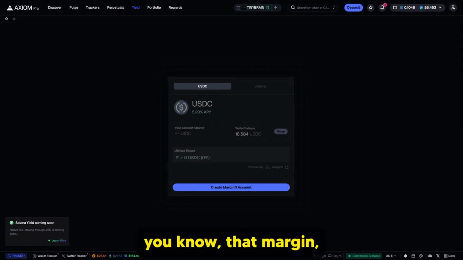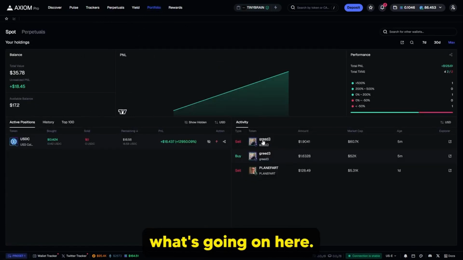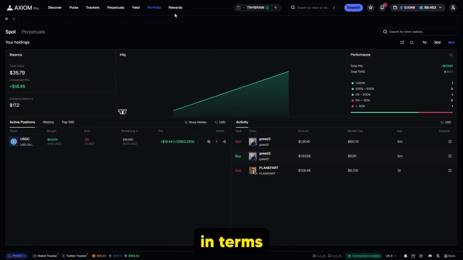So with that, margin is something that you can do as well. Of course, for your portfolio, you're able to see exactly what's going on here. You can see the kind of things that I've managed to buy and sell. I managed to get some coins over here and sell them. But it's really, really useful in terms of the user interface.